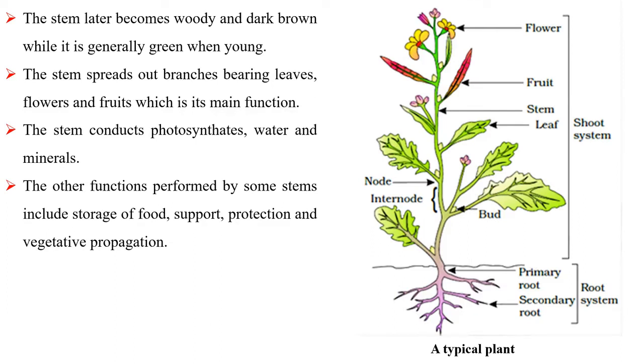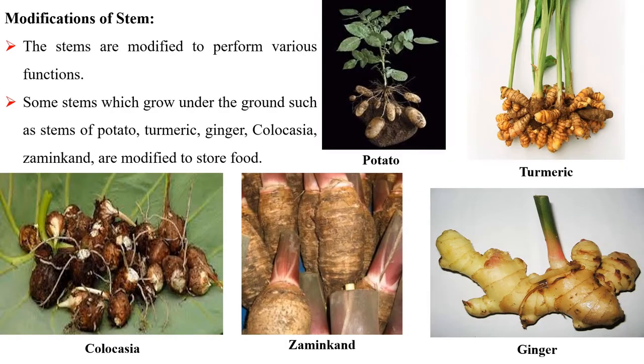The stem later becomes woody and dark brown, while it is generally green when young. The stem spreads out branches bearing leaves, flowers, and fruits, which is its main function. The stem conducts water, minerals, and photosynthates. The other functions performed by some stems include storage of food, support, protection, and vegetative propagation.